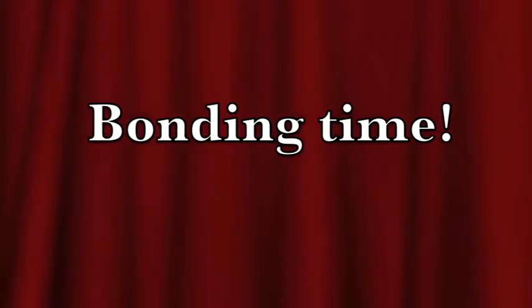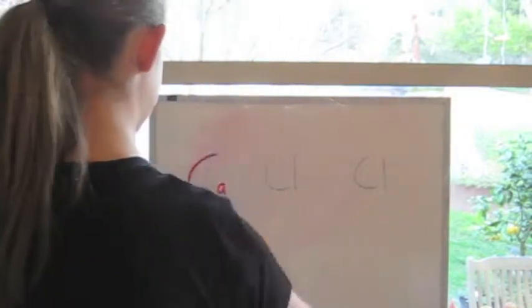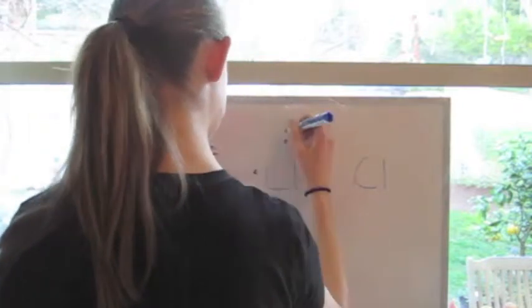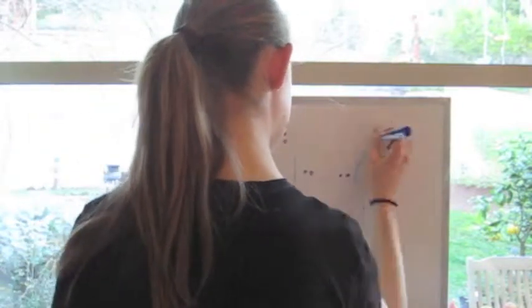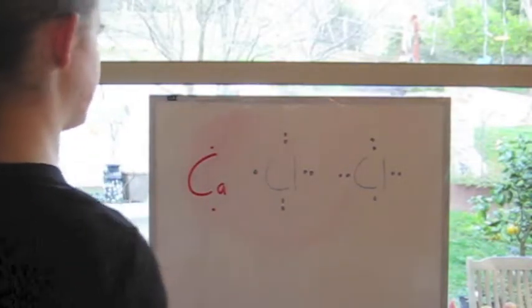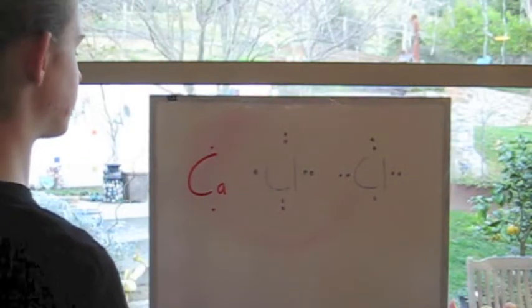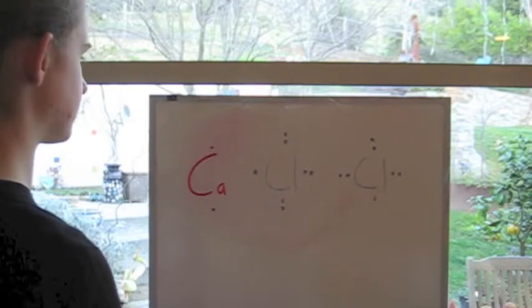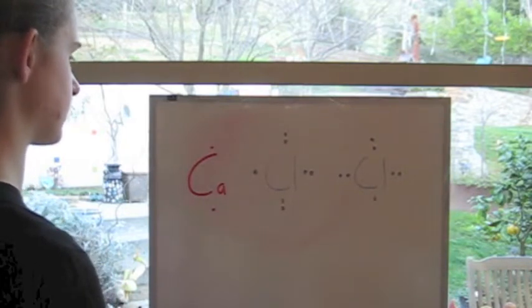I heard you say something about bonding. What's that? Well, there are a couple different types of bonding. The first is ionic. Over here, I have drawn a model of the element calcium. I've only drawn in the 2 valence electrons, as those are only essential in the bonding process.